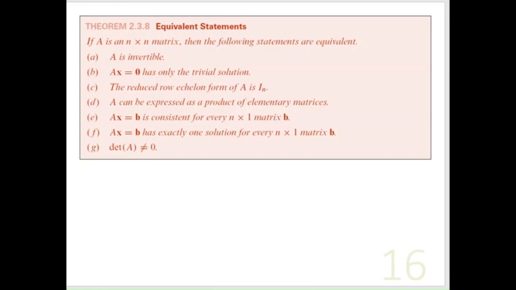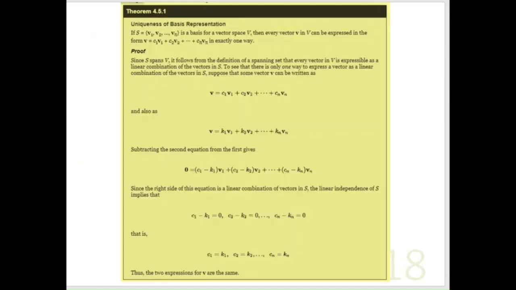Once again, here is your theorem 2.3.8 of your equivalent statements. You're going to want to become very familiar with them so that you can use them for these problems. I wanted to draw your attention next to our theorem 4.5.1, and this is the uniqueness of basis representation. It says if S, which is a set of vectors v1, v2, all the way through vn, is a basis for a vector space V, then every vector v in V can be expressed in the form v equals c1 v1 plus c2 v2 plus c3 v3, all the way through cn vn, in exactly one way.